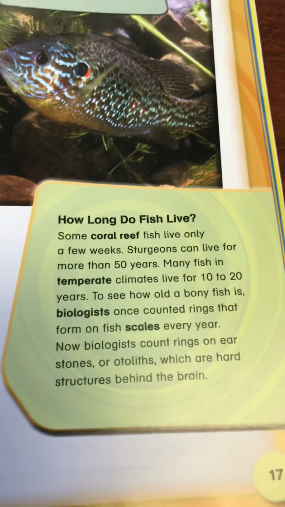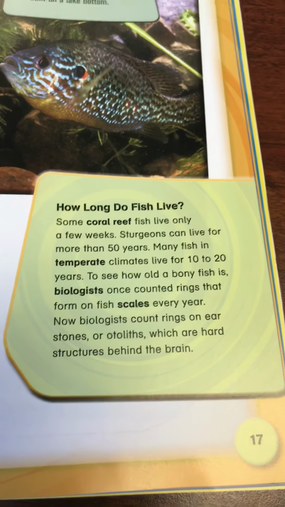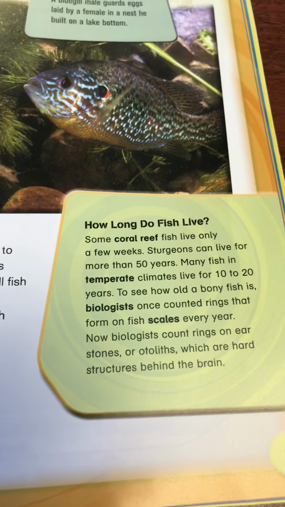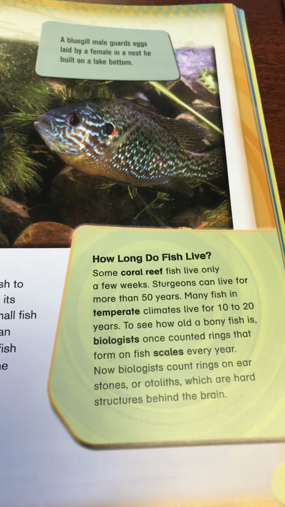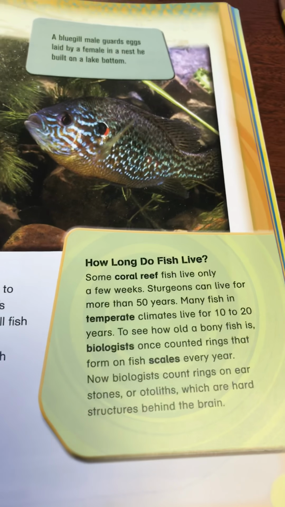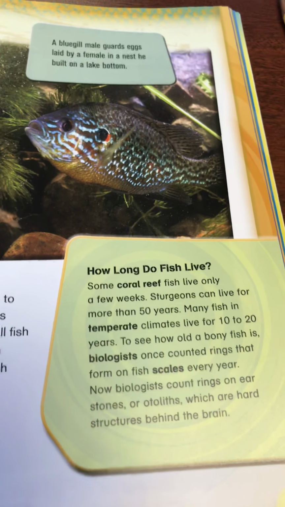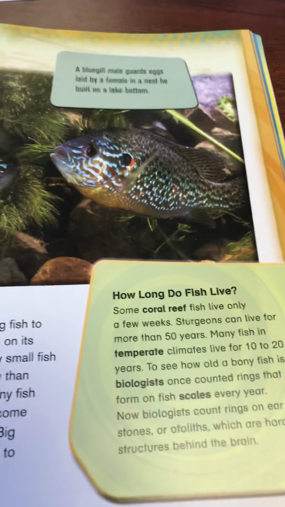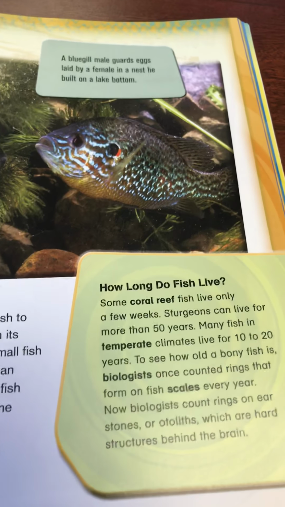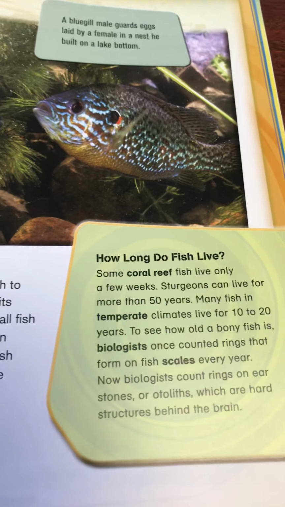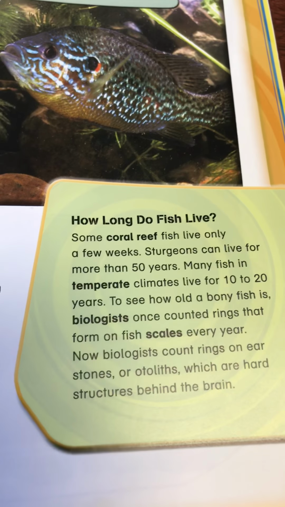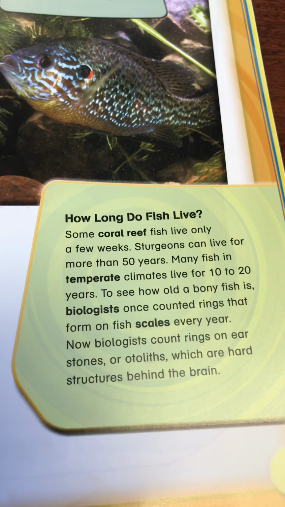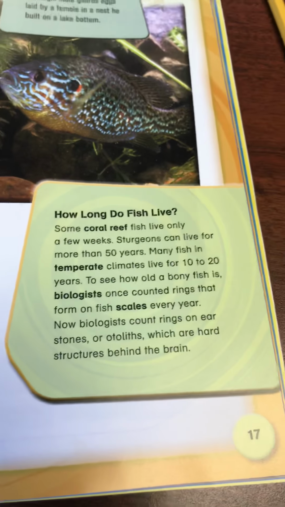How long do fish live? Some coral reef fish live only a few weeks. Sturgeons can live for more than 50 years. Many fish in temperate climates live for 10 to 20 years. To see how old a bony fish is, biologists, scientists who study animals, once counted rings that form on fish scales every year. Now biologists count rings on ear stones or otoliths, which are hard structures behind the brain.